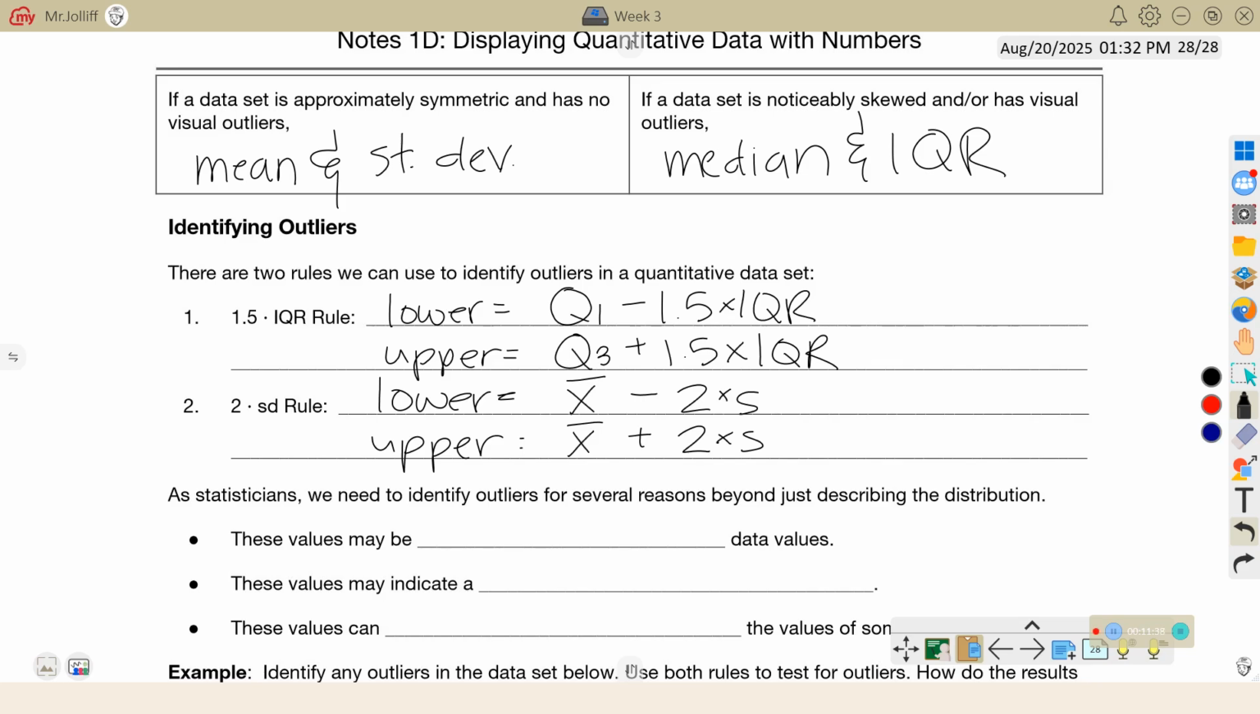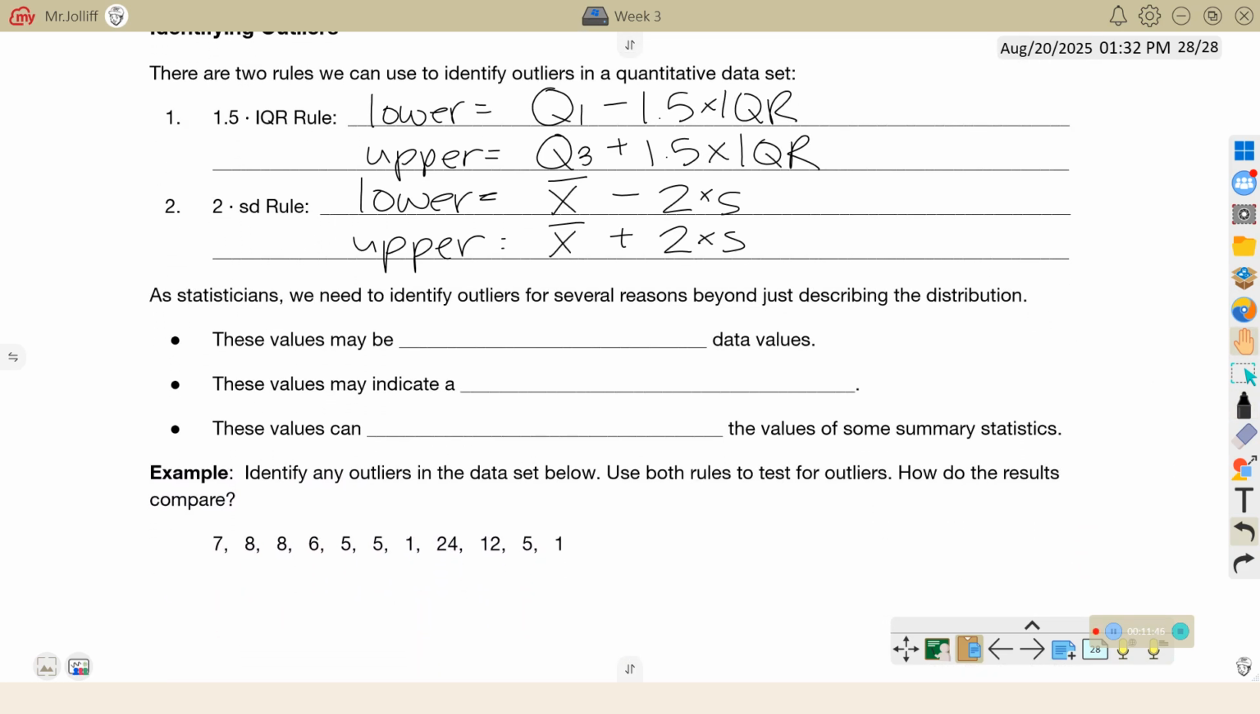Okay, so what we're going to do, talk about why we need to do this, and then do it. Give an example so you can see what the calculations look like. The first reason that we do this is these values may be an error. They may represent an error.